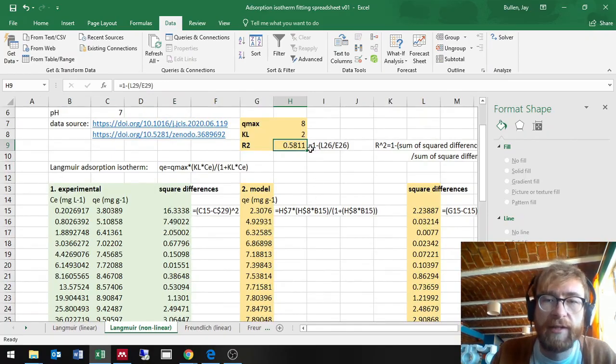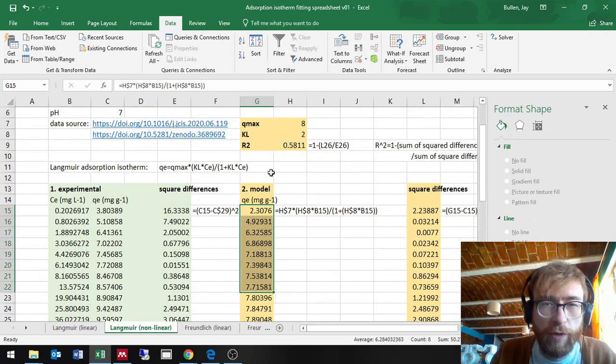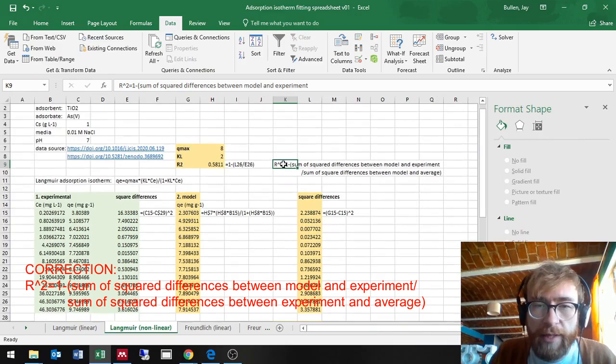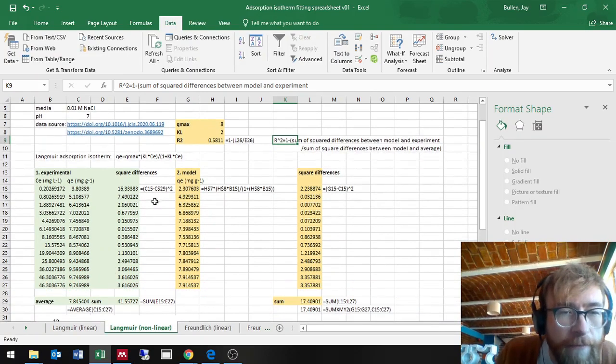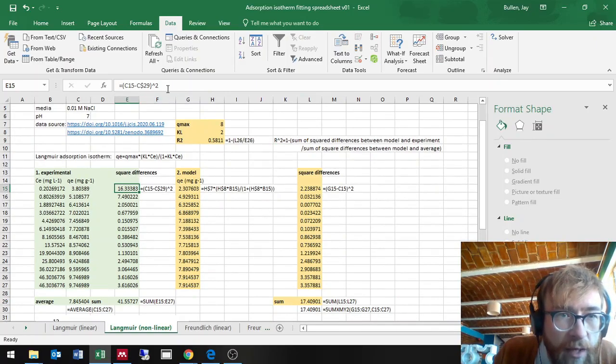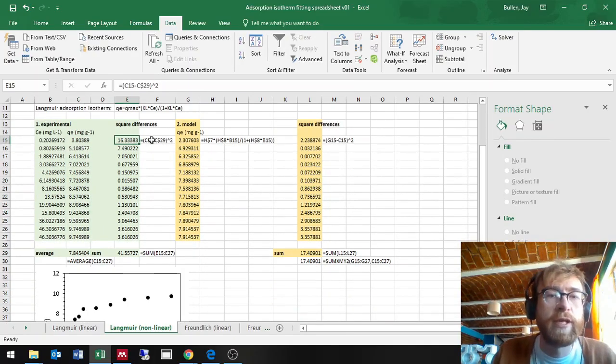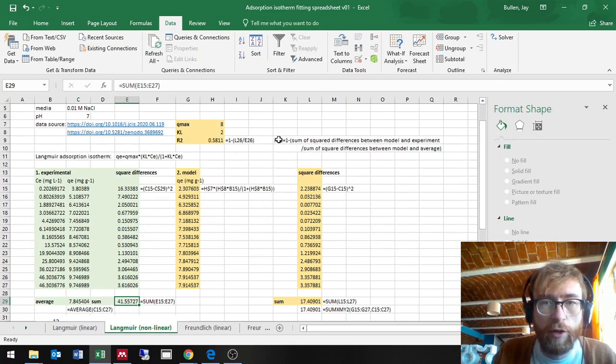If the R squared value is closer to 1, it means our model is doing a good job. The way we calculate R squared is simply 1 minus the sum of squared differences between model and experiment divided by the sum of squared differences between experiment and the average value of QE. So here we are looking at the difference between each QE value and the average value of QE, and we're squaring it. We square all these and we sum it, and that's our denominator when we calculate R squared. And we do the same with the model.